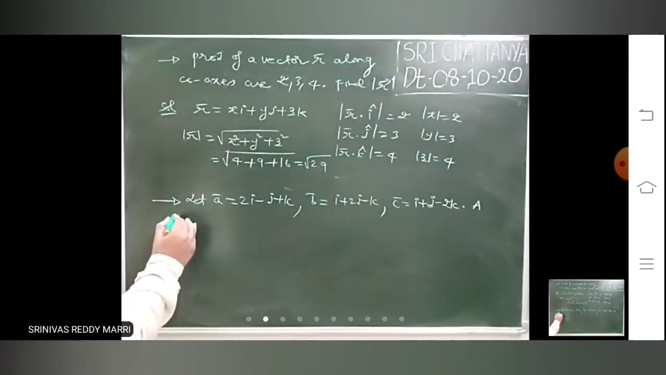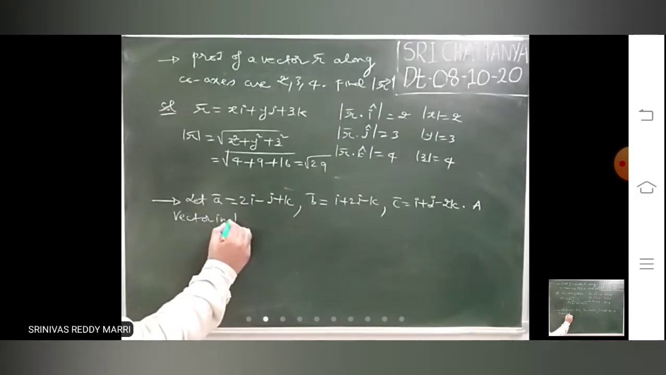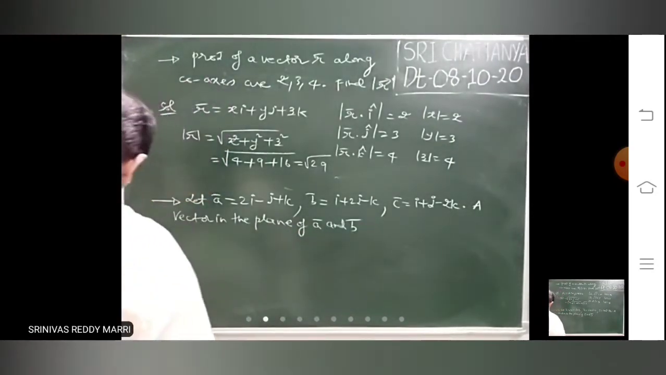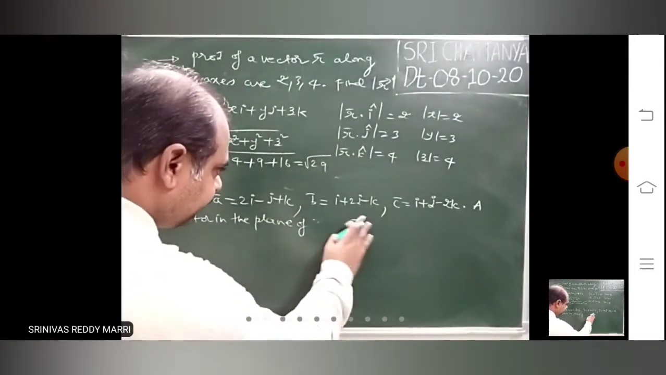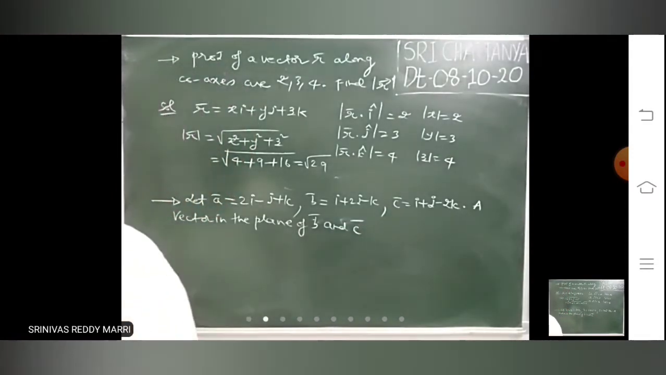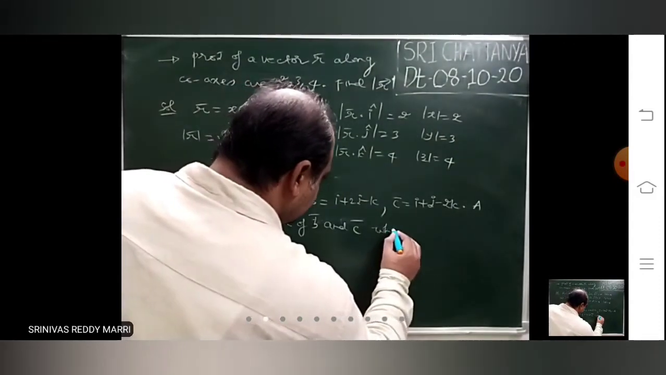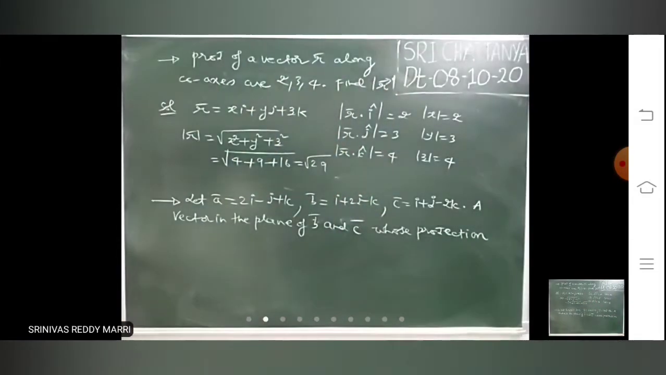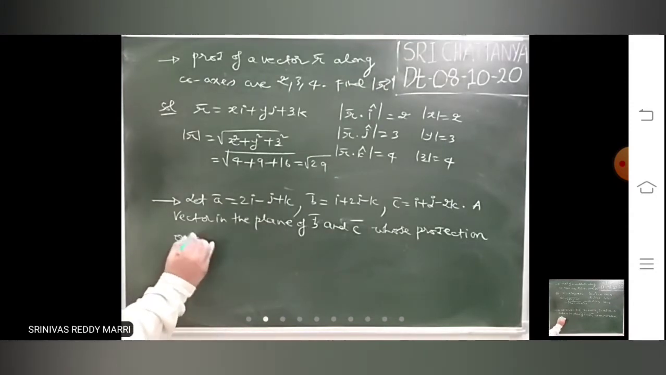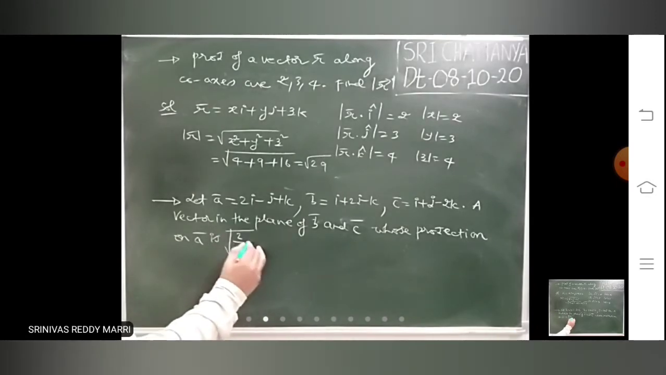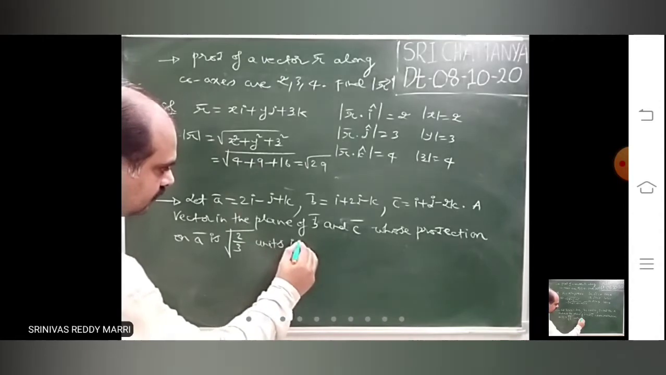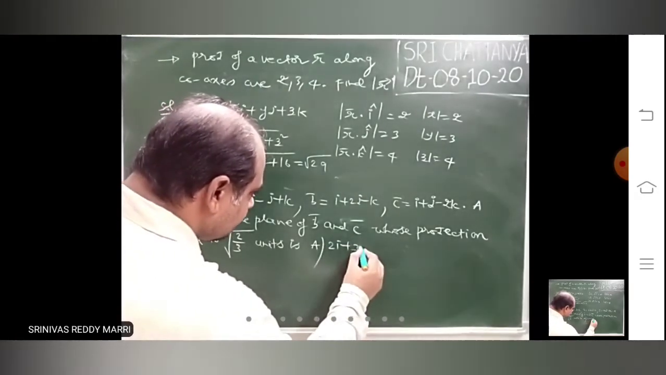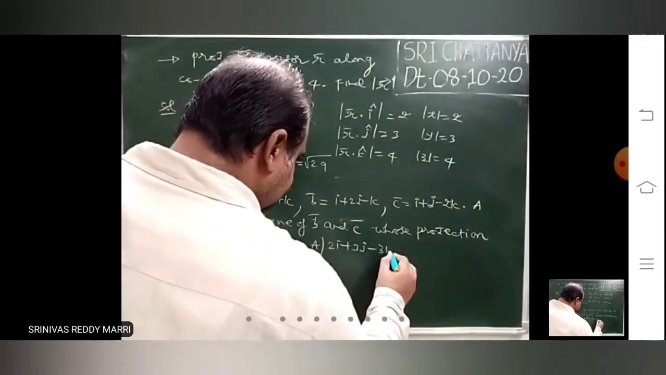A vector in the plane of b bar and c bar, whose projection on a bar is root of 2 by 3 units, is 2i plus 3j. Write the options.